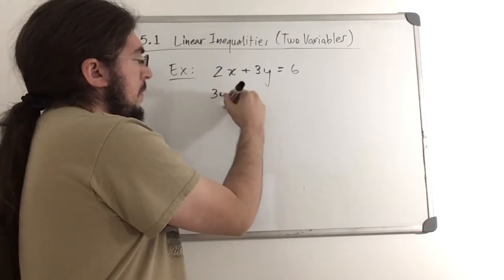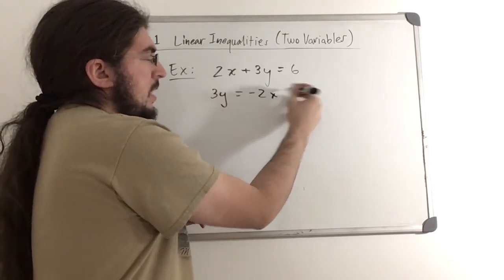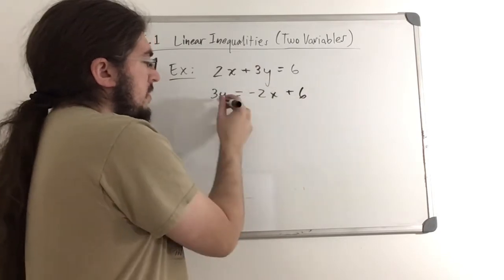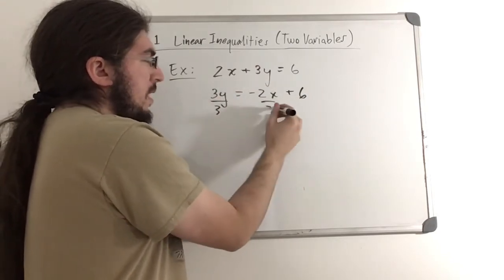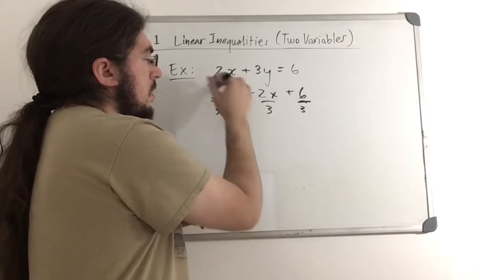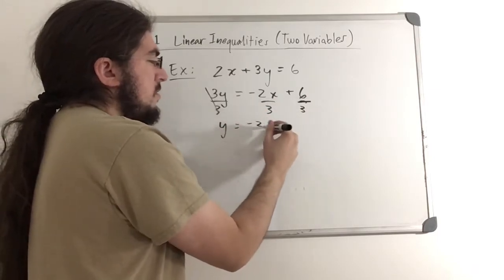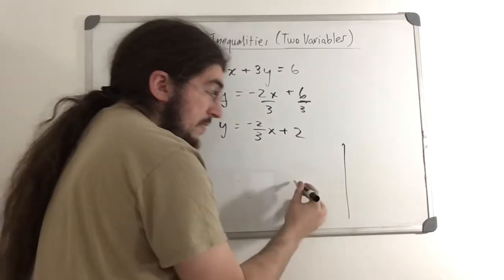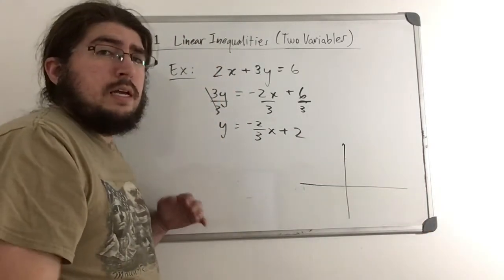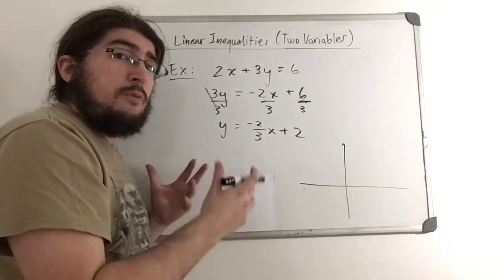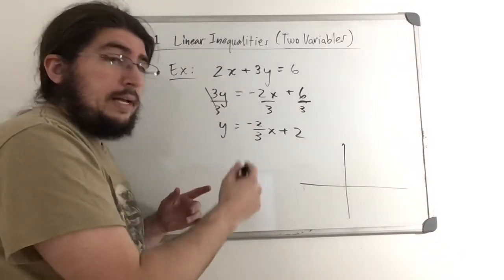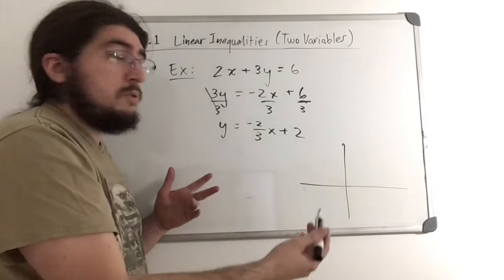So if we solve for y by getting y by itself, subtracting 2x to the other side, we get negative 2x. Divide everything by 3. What are we left with? Well, we're left with y is equal to negative 2 over 3 x plus 2. And we can actually graph this to see the solutions. Remember, the solutions to this equation are ordered pairs. And if you graph this equation, you get a line that has all those points that are ordered pair solutions.